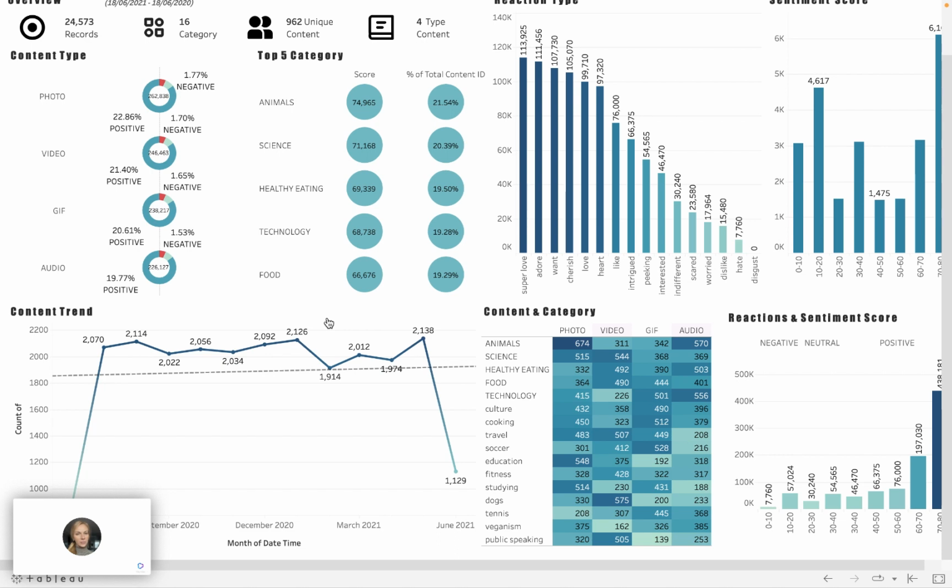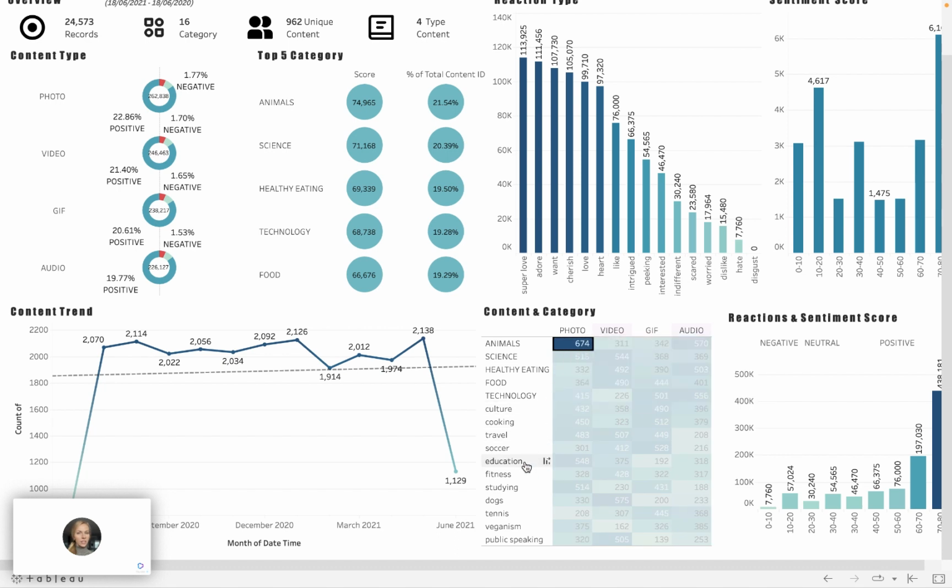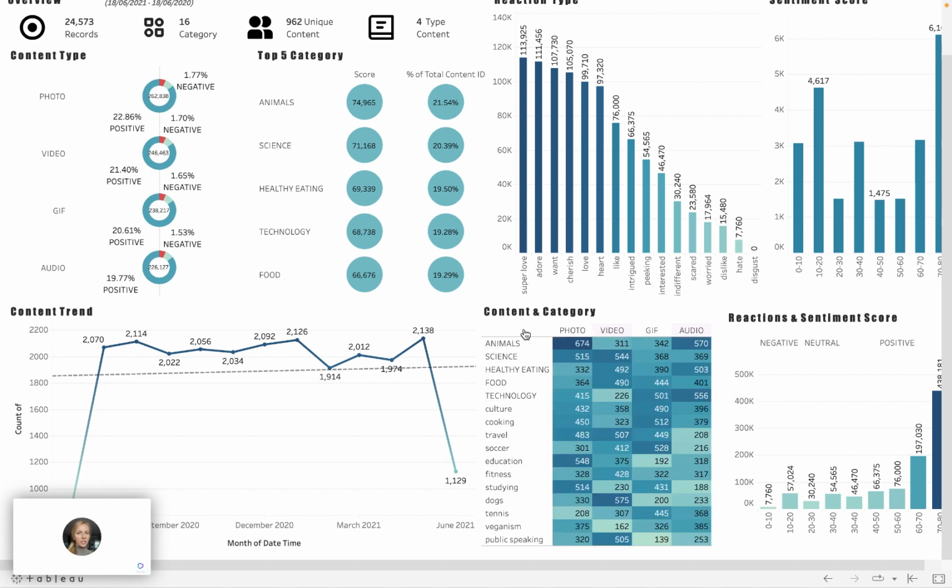Recommendations. I recommend that the client focus on using visually appealing content, especially photographs, to attract the target audience. Additionally, they can explore topics related to animals, science, healthy eating, technology, food, which have demonstrated positive sentiments and high scores. By understanding the dynamics of interaction and sentiment on social media, a client can optimize their content strategy and tailor it to suit the preferences of their audience.